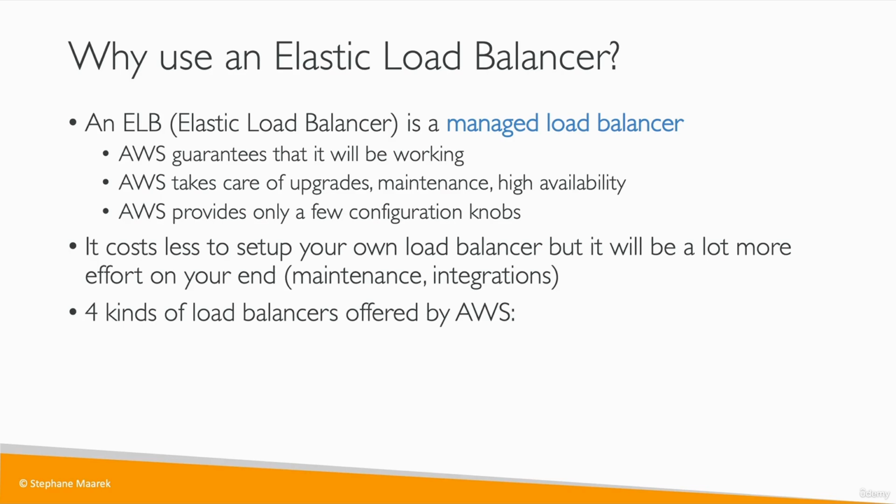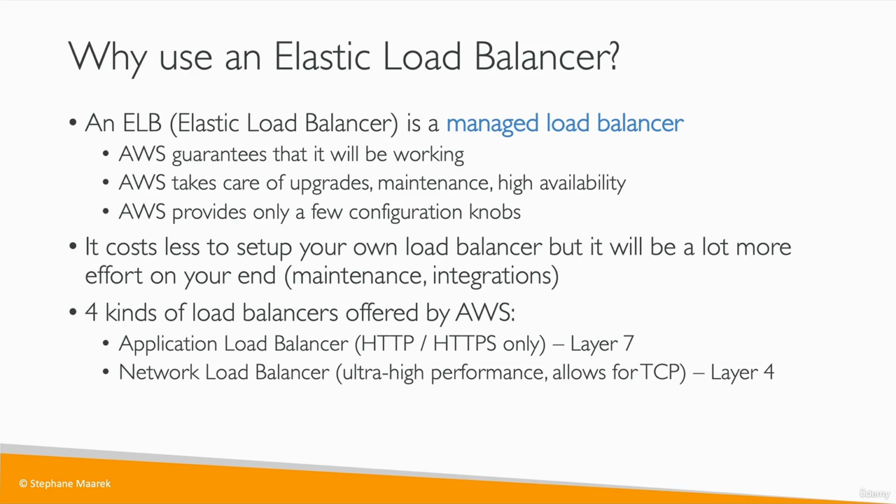So there are 4 kinds of load balancers offered by AWS, and you need to know the differences between them. The first one is the application load balancer, which is for HTTP or HTTPS only traffic, which is called a layer 7 type of load balancer, because it's HTTP and HTTPS. Next, we have the network load balancer. It's ultra high performance, so look for that keyword. It allows for TCP and UDP, and it's layer 4, because it's lower level.